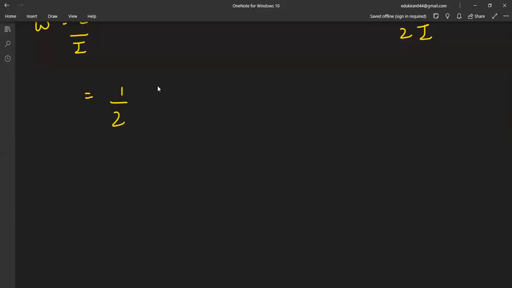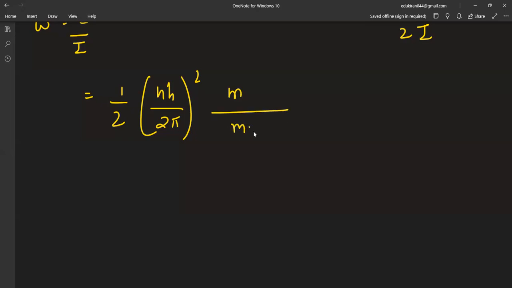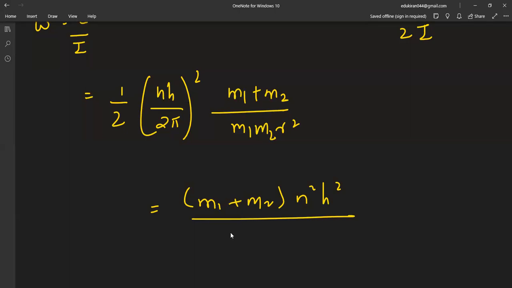So this is equal to half nh by 2 pi whole square, because it's L square, right? L square is written like this, the angular momentum quantization equation. And then for the moment of inertia, we have m1 m2, and in the numerator this will go up as m1 plus m2, and what we are left with in the denominator is r square. So if you open up, this becomes n square h square divided by, this is 8 because this is 4 into 2, 8 pi square m1 m2 r square, times m1 plus m2. This is the answer.